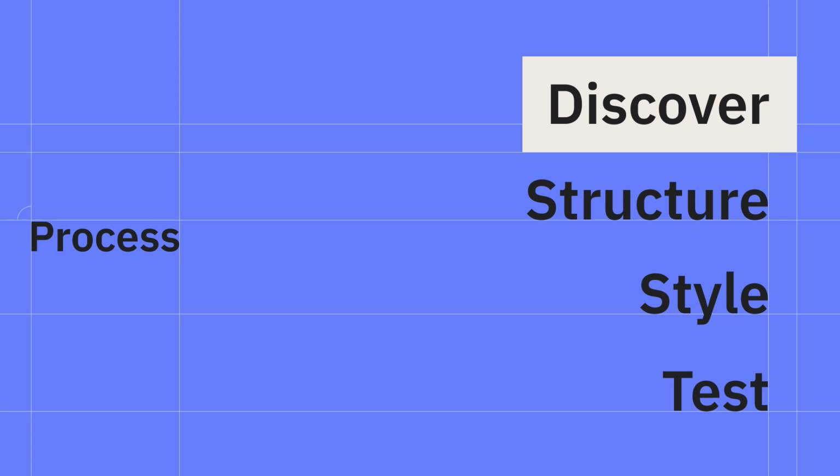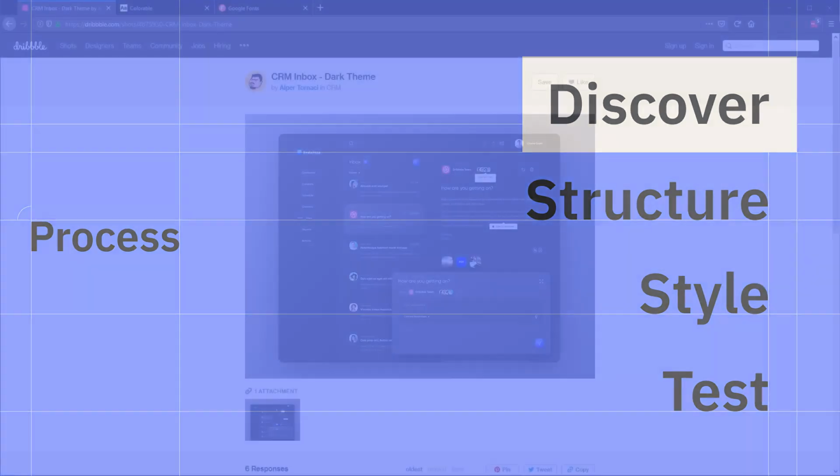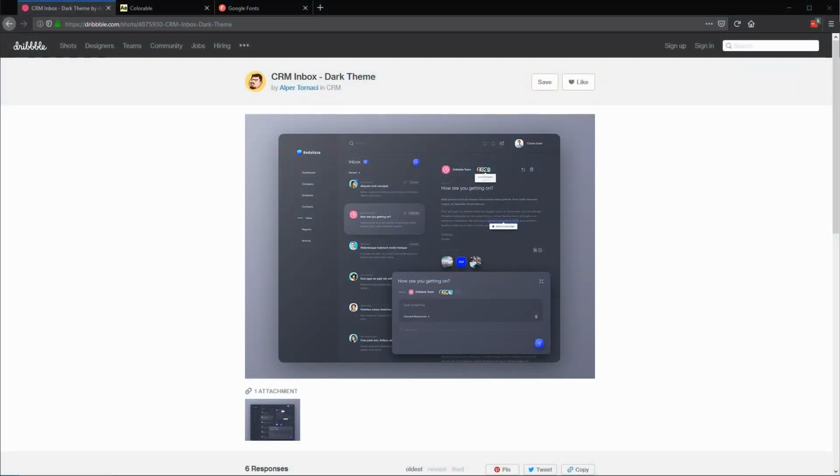In this episode, we're kicking off a new series, and we're going to start a project with the design discovery stage of the process. For this new series, we're going to be building this CRM inbox design by Alper Tornaci on Dribbble. We're going to take this design through the full process, from replicating and refining the UI in Figma, all the way through the HTML and CSS to code a fully realized prototype.